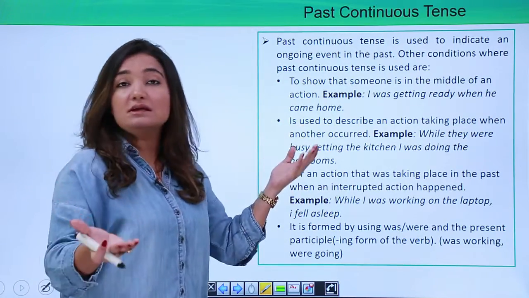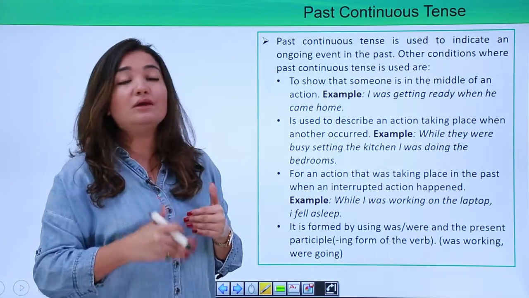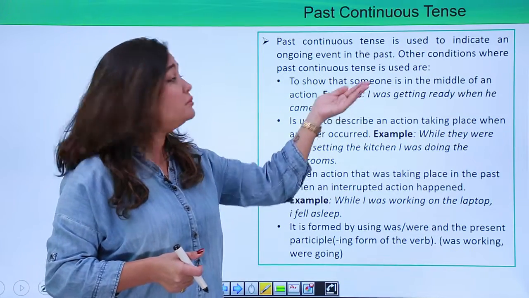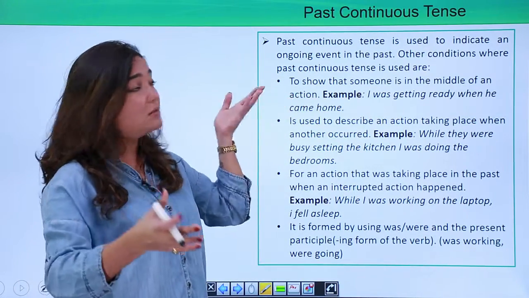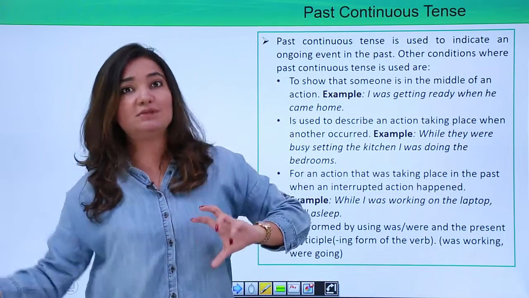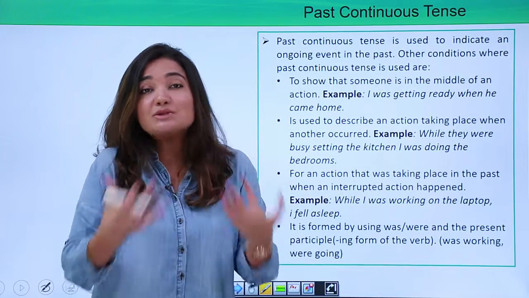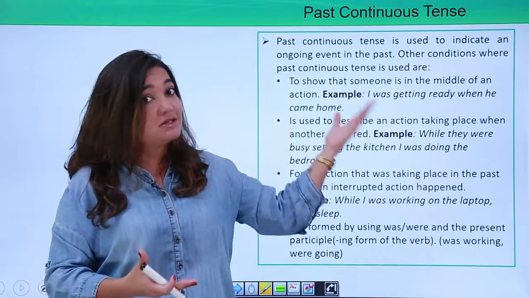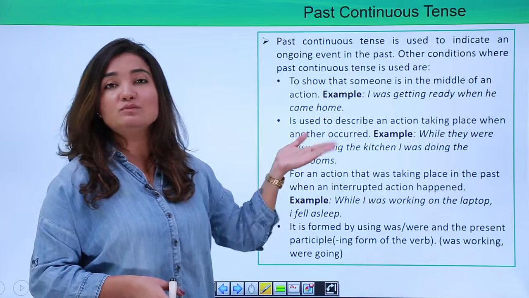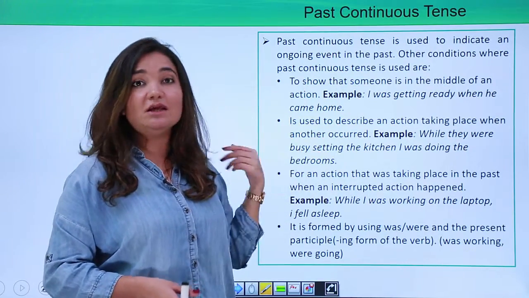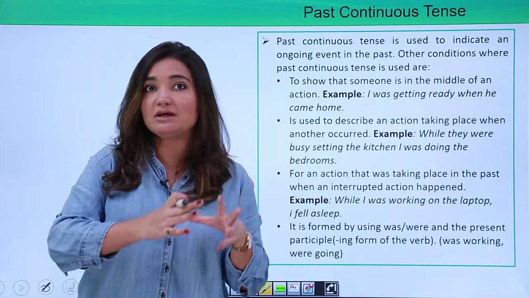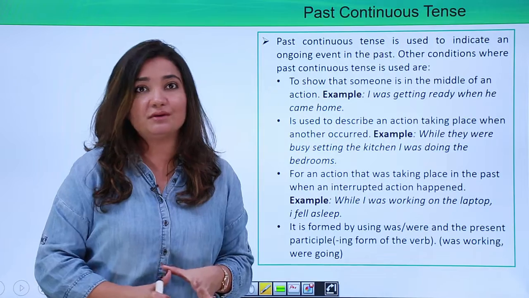Now there are certain other conditions wherein you can use it. First amongst that is to show that someone was in the middle of an action. So for example, I was doing something, right, and suddenly something else happened. That is also a condition wherein I can use the continuous form of past tense. For example, I was getting ready when he came home. So I was doing something in a continuous form. Something was happening continually and it got interrupted, right?